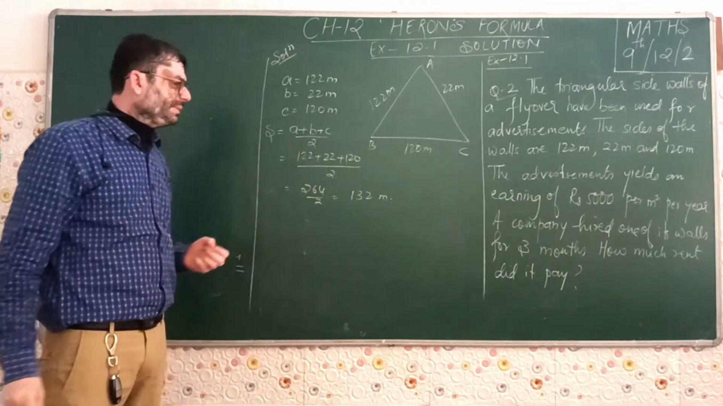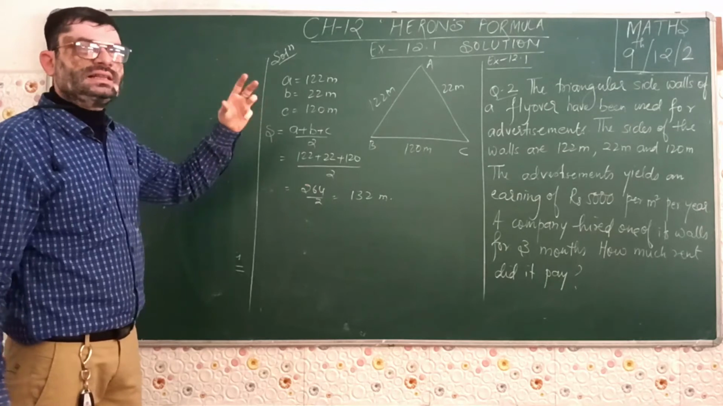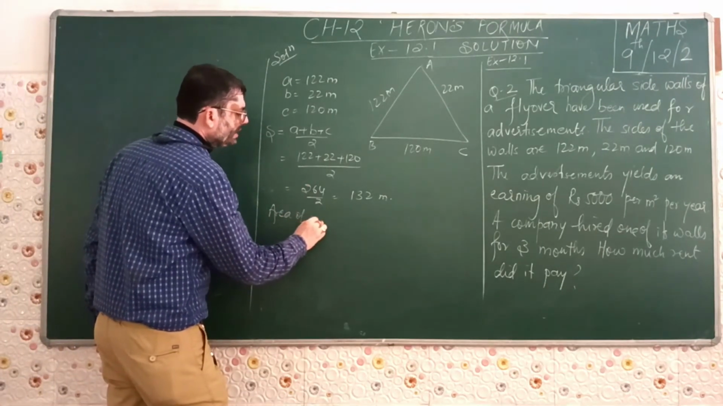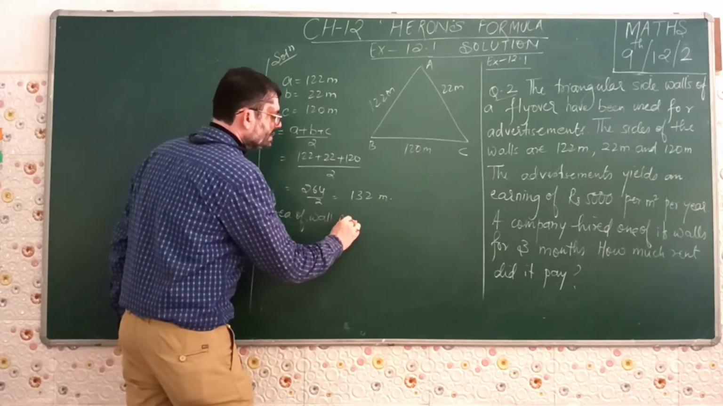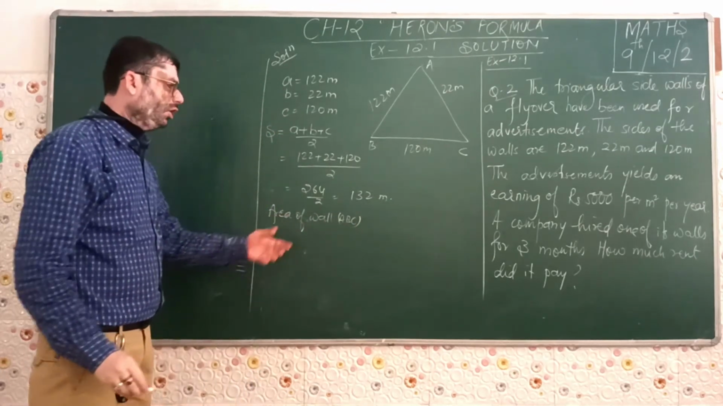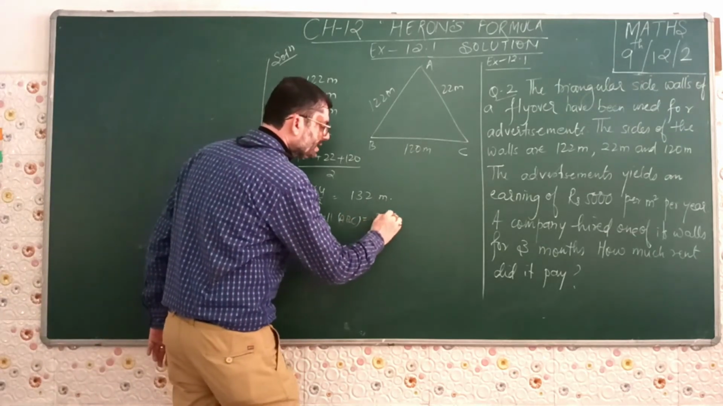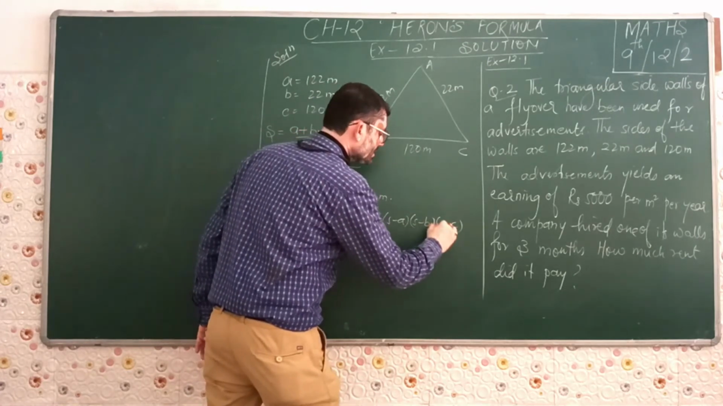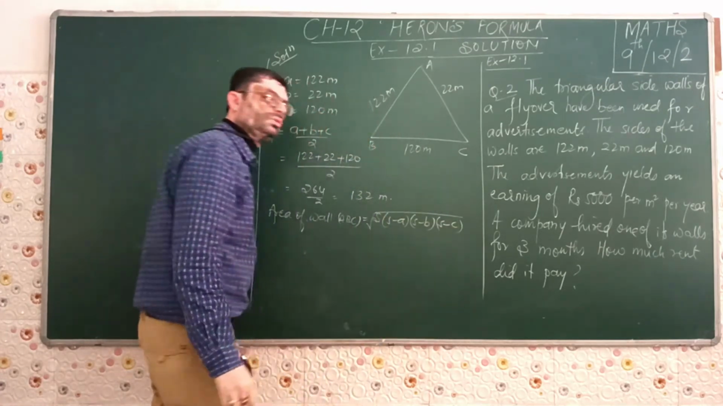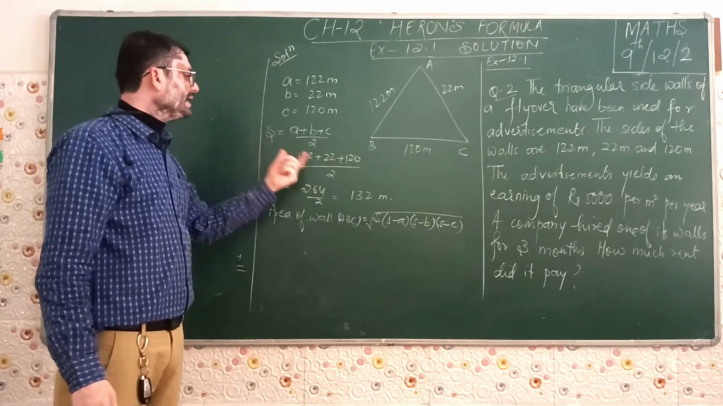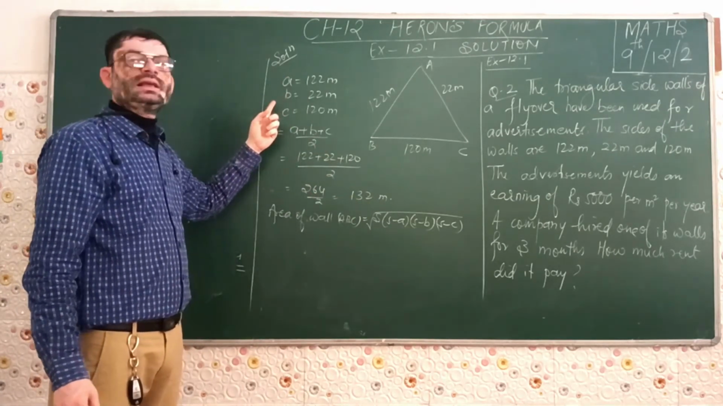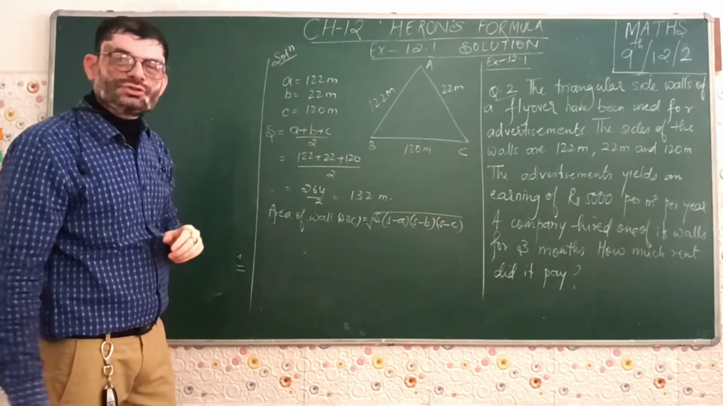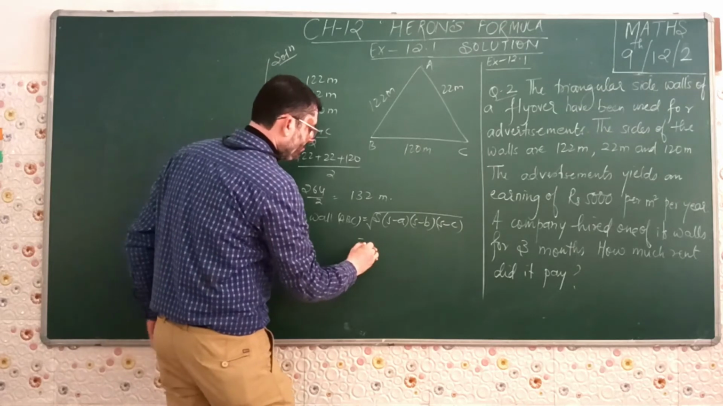This is the semi-perimeter. We are interested in the area, so let us move on to find the area by Heron's formula. The area of that wall ABC is given by the formula square root of S into (S minus A), (S minus B) and (S minus C). Now we have all the 4 values. S is there, A is there, B is there, C is there. We need to just substitute and find the total area of the wall used for advertisements. So let us find out the area.